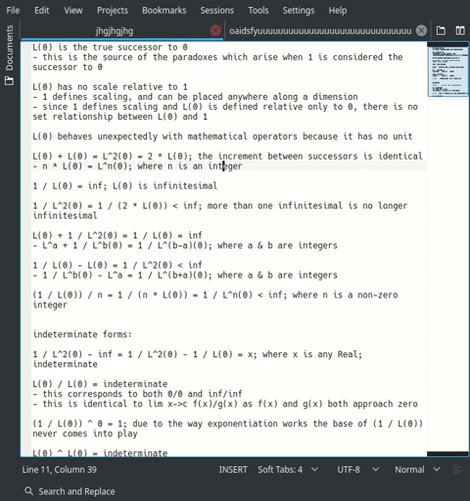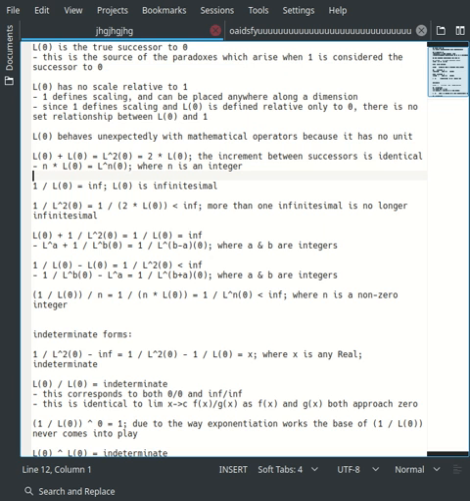Which means that n times L naught is the same as taking the limit n times of 0, where n is an integer, because we cannot take fractional steps here. We can only take whole steps. You can only apply this operation or not apply it. There's no in between here.